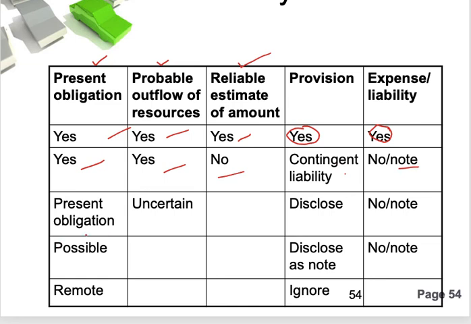If let's say the present obligation is there, okay, it fulfills the present obligation, but the outflow is not probable, okay, it is only possible, then you also consider it as a contingent liability and disclose. Okay, if it is possible, disclose. If it is remote, then you will ignore the liability.